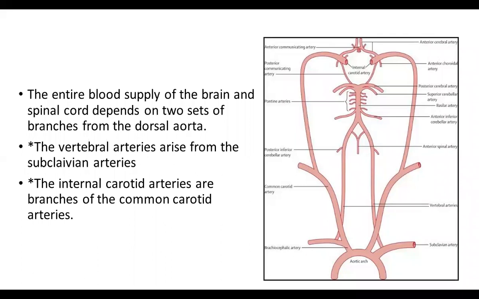Brain vasculature: the entire blood supply of the brain and the spinal cord depends on two sets of branches from the dorsal aorta. The first is the vertebral artery, which arises from the subclavian artery, and the internal carotid arteries are branches of the common carotid artery.